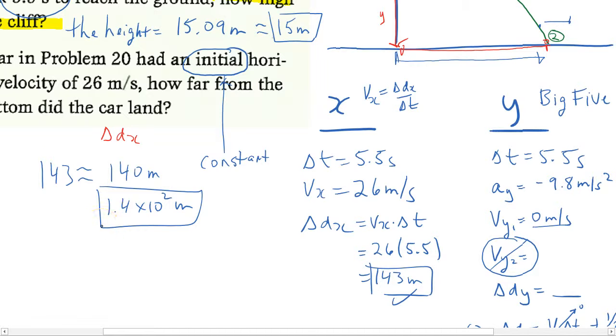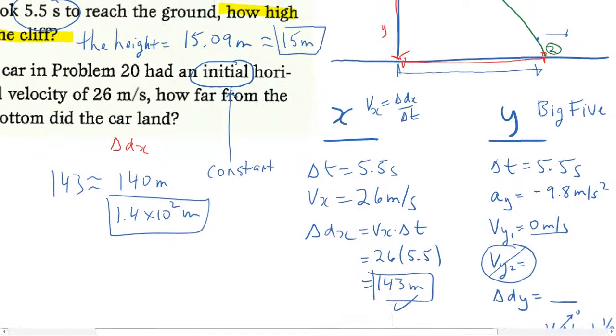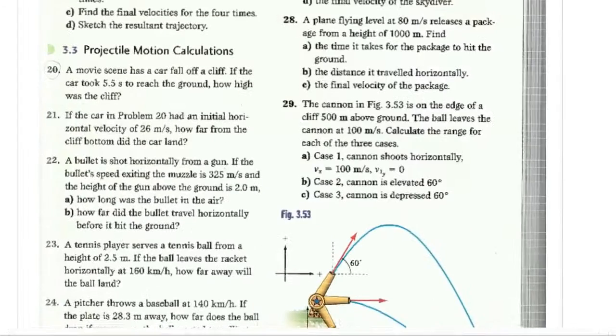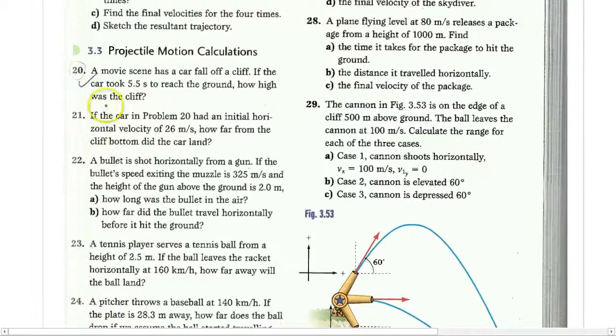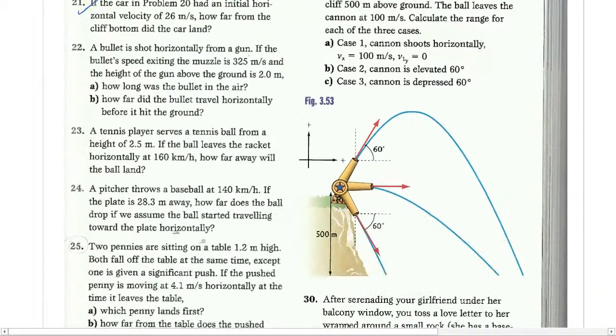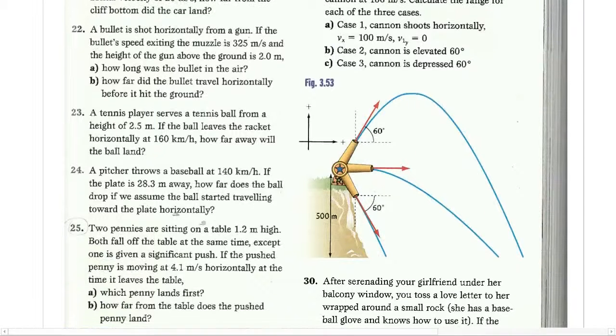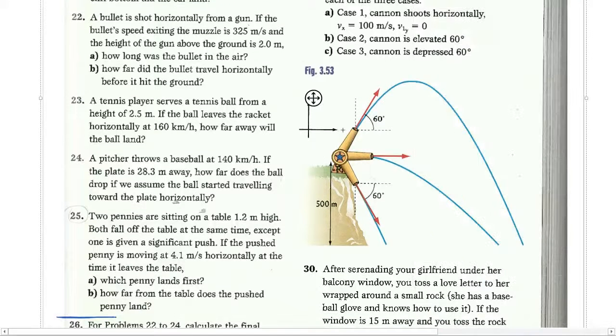What I'd like you to do at this point, I'll be stopping the video, and I'd like you to go to this textbook page, this handout. We've just done 20 and we've done 21, so what I'd like you to do is finish up to the end of 25. Okay, and there are answers for that. Each one of these is an example where we have something being launched horizontally, so it'll be very similar to the question we just did. So try 22, 23, 24, and 25.